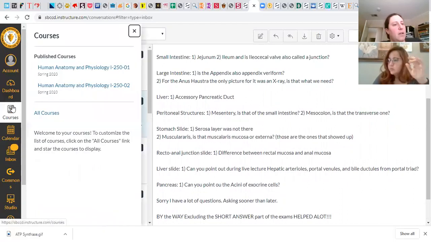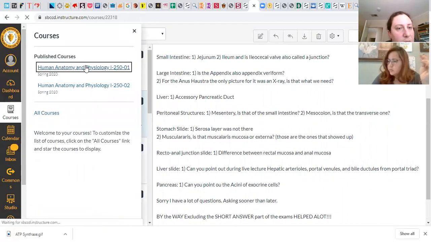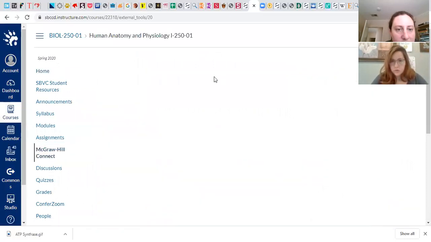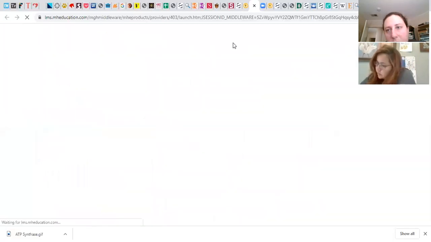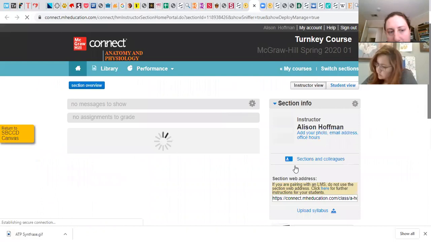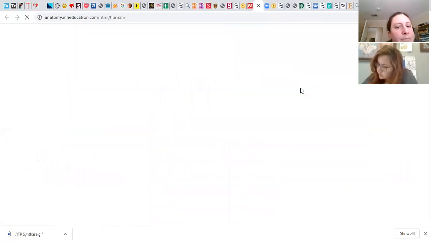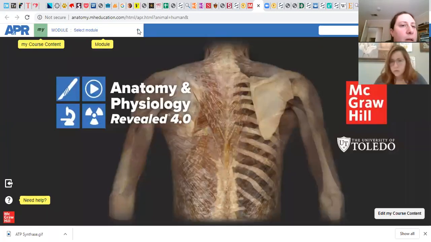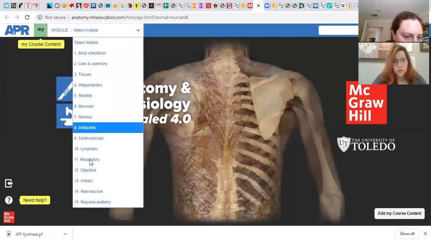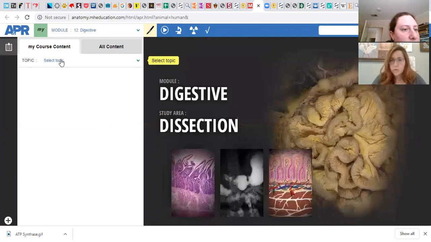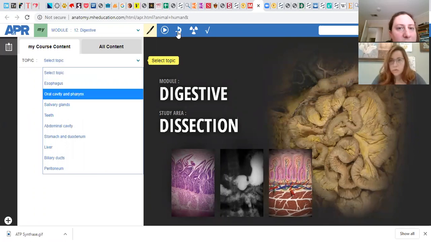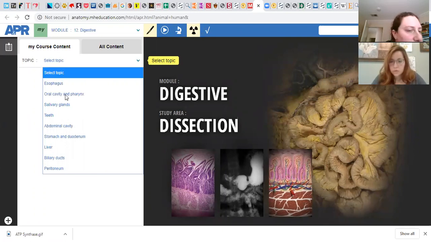Okay, let me go into it and then you prompt me because now I can't pop back and forth. So many tabs. Come on, man. Okay, so digestive. So everything should be findable on here. You shouldn't have to go into any other things.